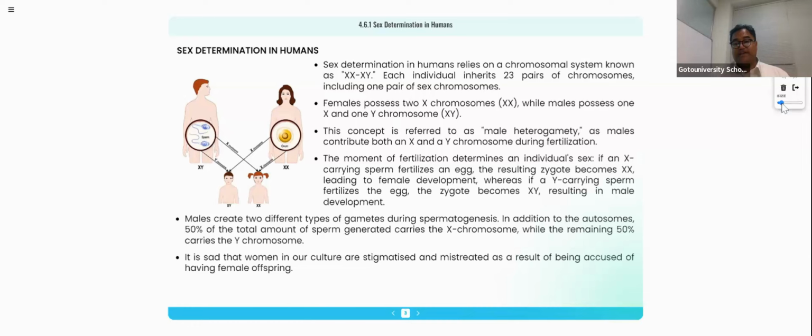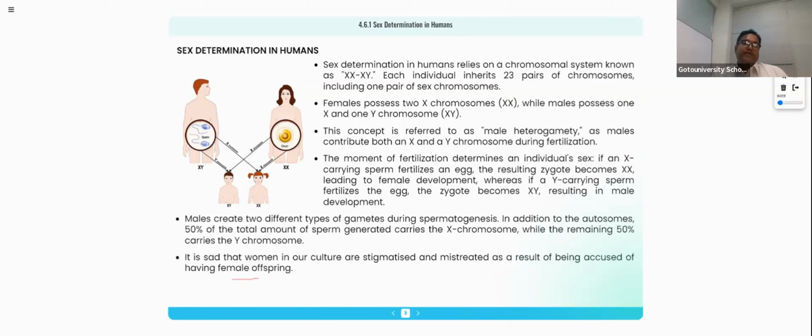It is sad that women in our culture are stigmatized and mistreated as a result of being accused of having female offspring. So it is not exactly correct. This is happening more frequently in the village side, as we already told you, by doing wrong amniocentesis. Amniocentesis is nothing but analysis of the fluid around the fetus. When we do it for understanding a genetic disorder, accept it. But if you are doing it for understanding the sex, that is wrong.